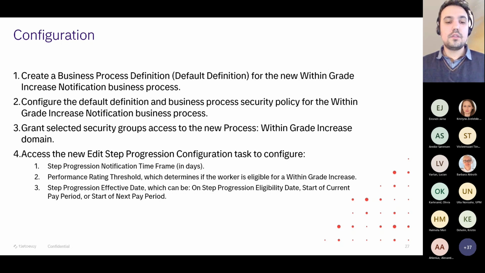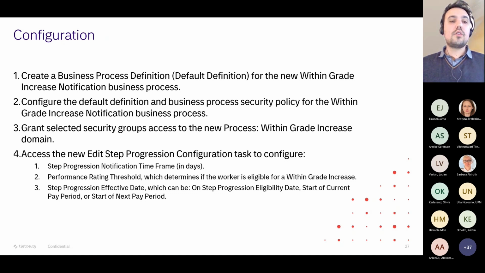You can find it in your functional area, filtering in business process for within grade increase notification, and create a default definition. Configure your default definition and your business process security policy. So who can have access to this task? Grant selected security groups. There is a new domain called process within grade increase that you also need to maintain if you want to opt in for this feature.